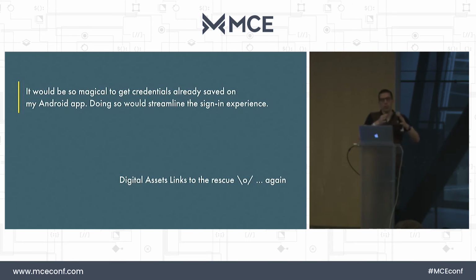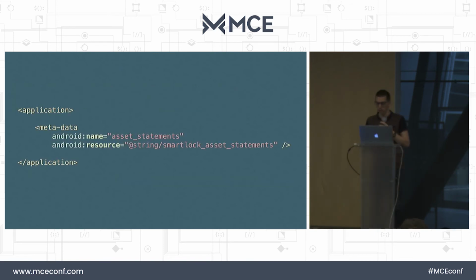What we've done is we've associated the website with the Android application. What we want to do right now is to associate the Android app with the website, so the other way around. So how can we do that? We'll just put a metadata in the Android manifest, okay? And this metadata will point to a resource here, which is called SmartLock Asset Statement.